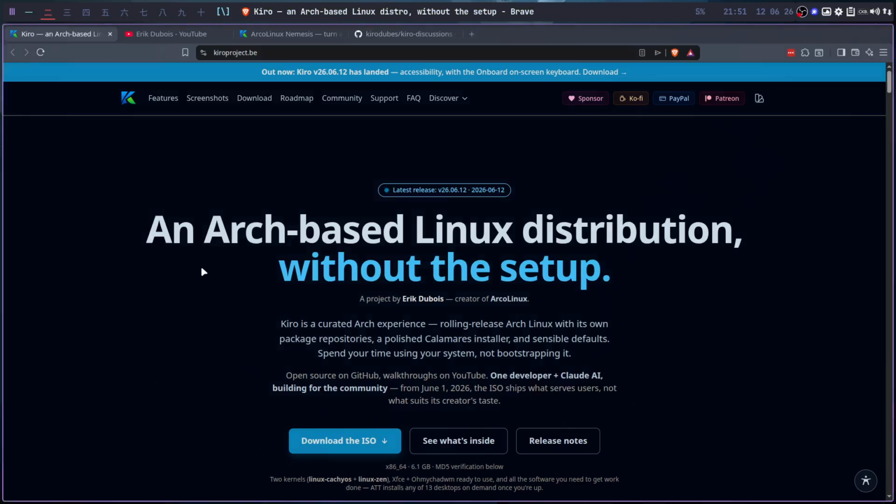Hey guys, the new ISO is out. Yes, we had to make another one. Out now, Kiro number 12 has landed, so we're still sticking to the date, right?